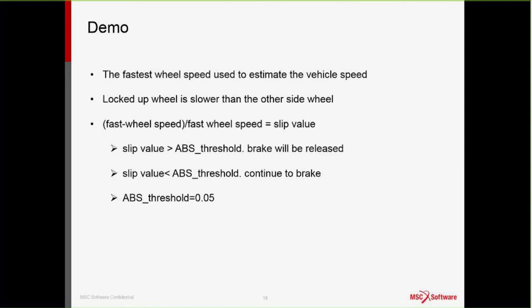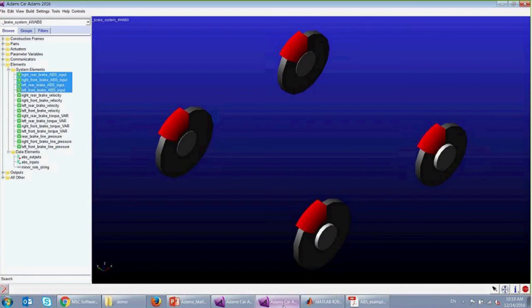And if the slip value is smaller than the ABS threshold, here we define the threshold to be 5%, the brake will continue to be taken into effect. That's the basic logic behind this co-simulation, or communication, between Adams and Matlab. And that's why we're defining a set of state variables.